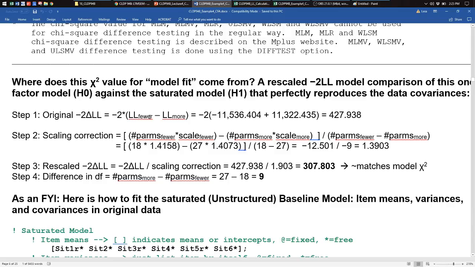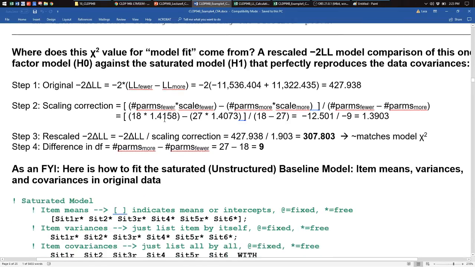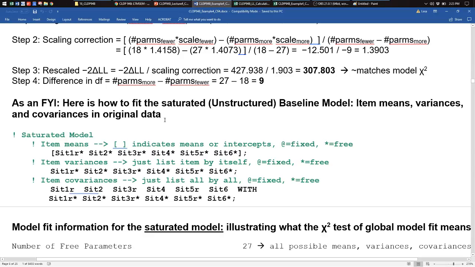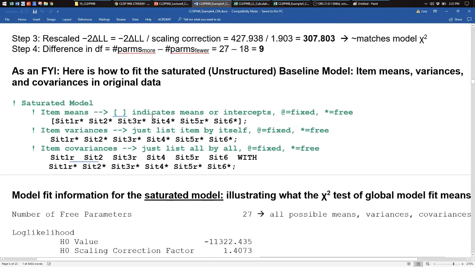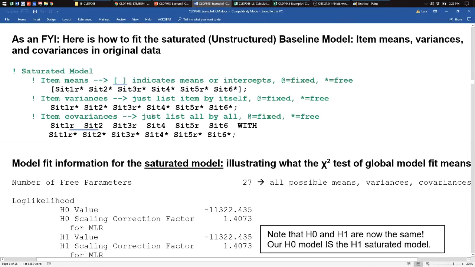And I will prove to you that the model is saturated by showing you what it would look like to estimate it. So this is an FYI, folks. If you wanted to estimate the best possible model, the saturated model, this is what the code would look like to do it. So we have all possible means, because we have no factor anymore. All we have is data. Means in the first line, variances in the second line, and then covariances.